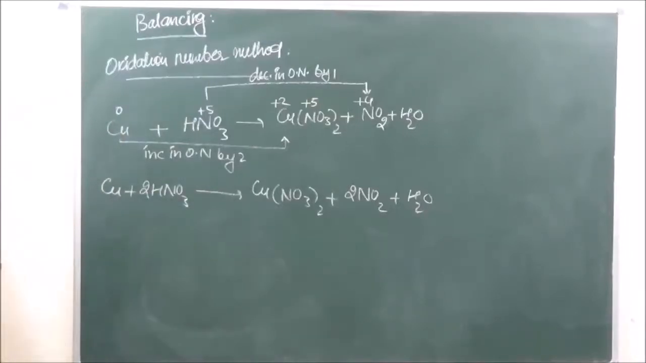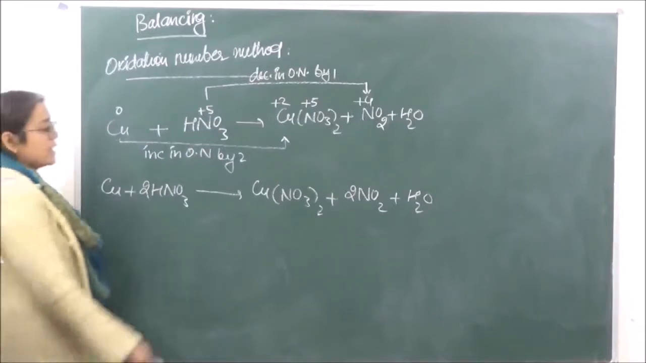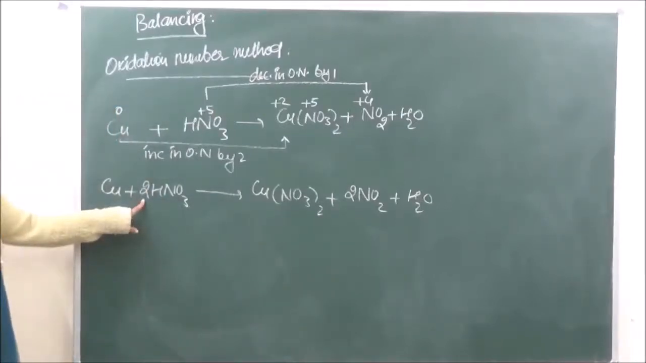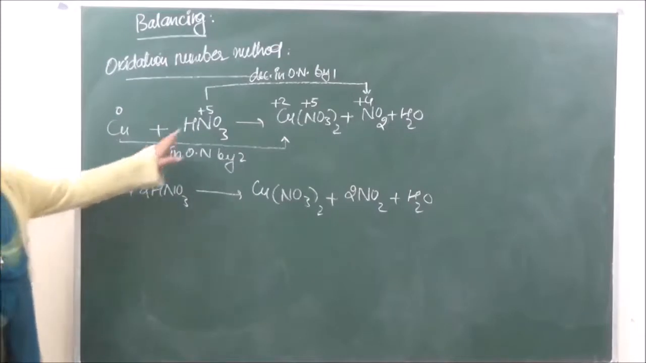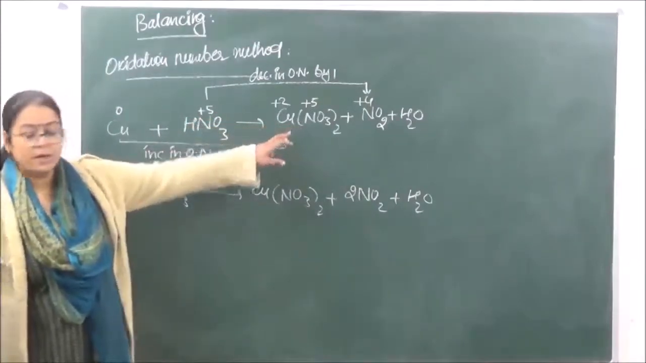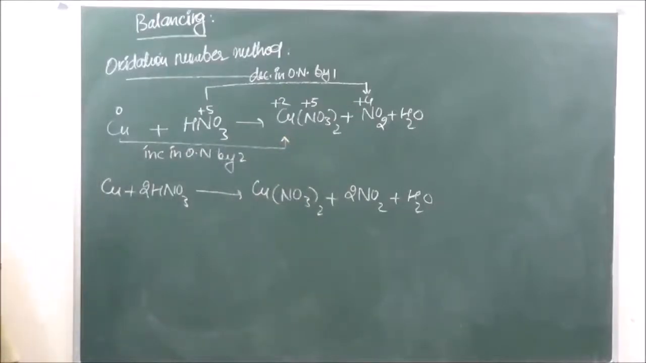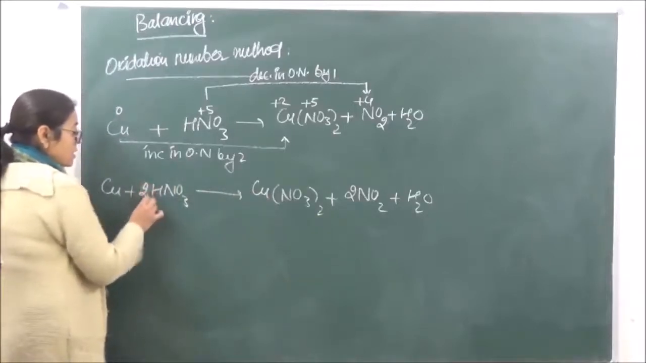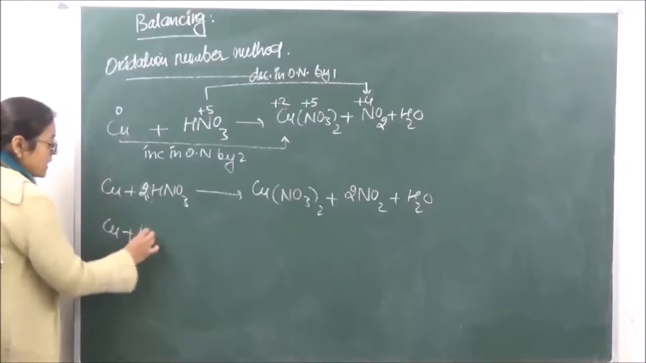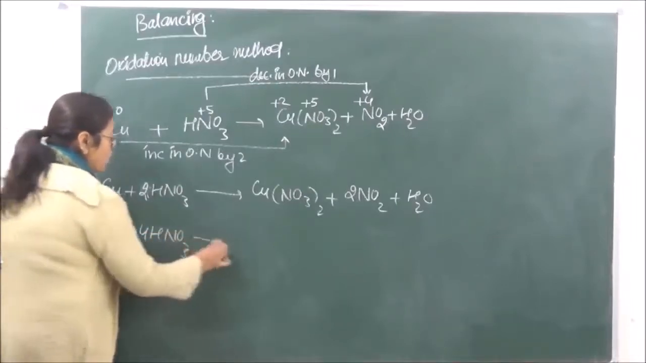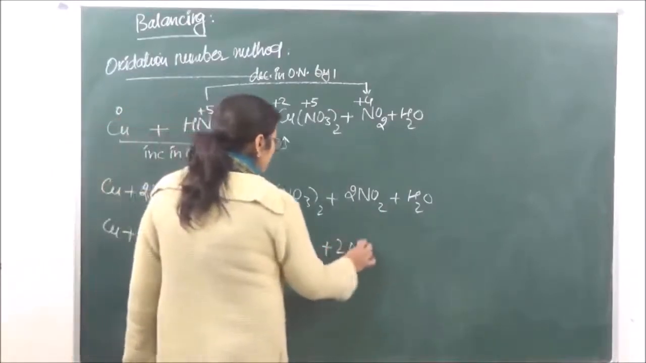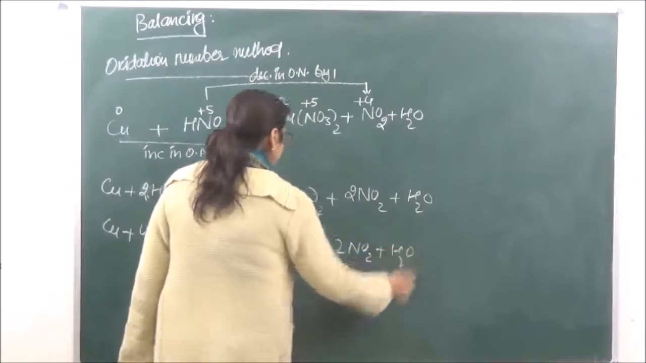Okay. Now in order to balance the nitrate ions, there are 2 nitrate ions present over here, so we are going to multiply this by 2. Just to balance, because as you can see there is no change in oxidation number over here. So we balance the nitrate ion as it is. Okay, we'll write it in another step. The above equation now becomes Cu plus 2HNO3 to give us Cu(NO3)2 plus 2NO2 and plus H2O.